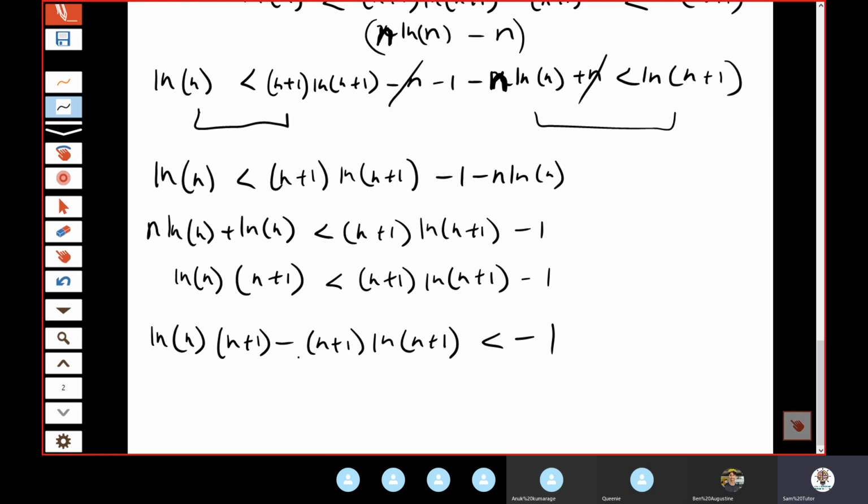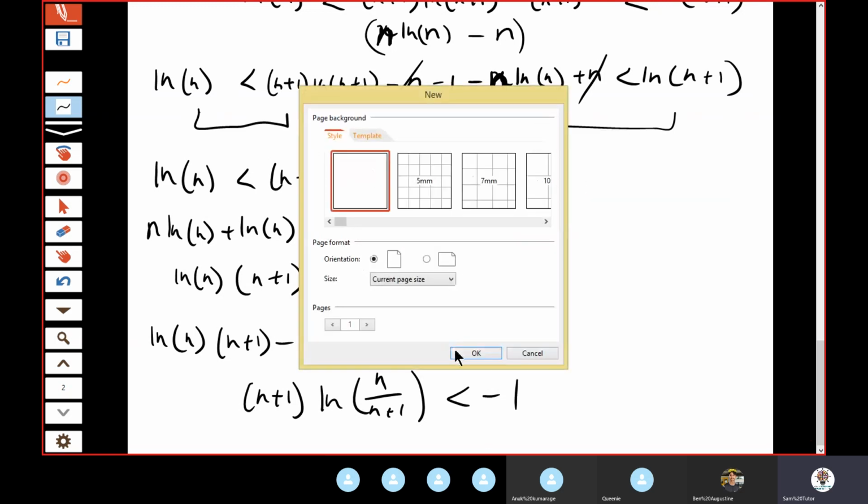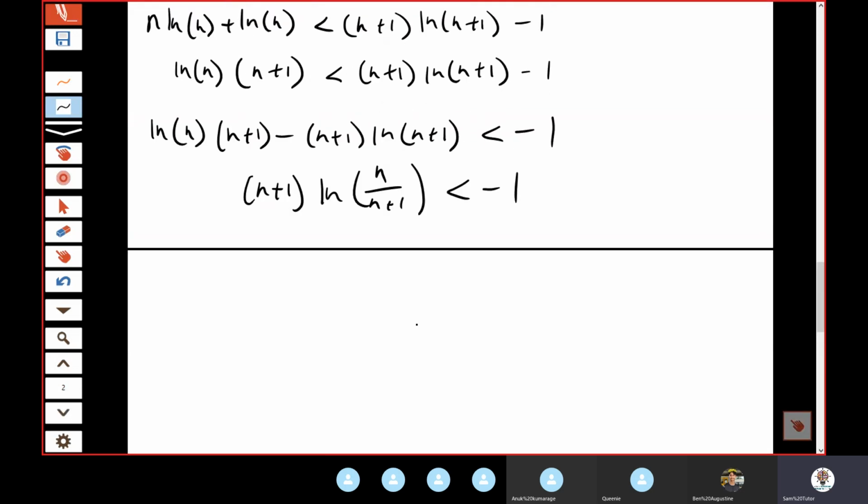When we're subtracting, we can divide the inside of my logs. So that would be n on n plus 1 because they've got the same coefficient. And then log of n on n plus 1 is less than negative 1. Ran out of space. Page. Insert. I'm going to divide by n plus 1. I get log of n on n plus 1 is less than negative 1 on n plus 1.